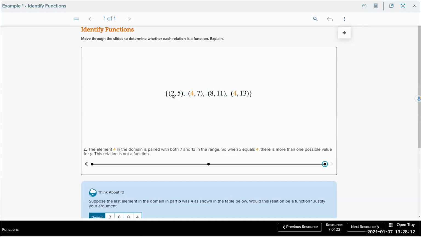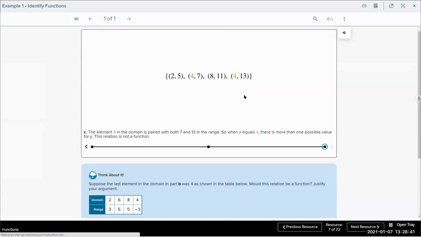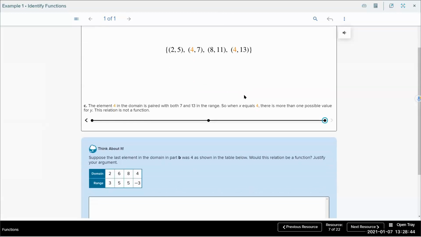Similar here, I'm looking at every domain value. In a set of ordered pairs, that's every x value, so the first number in each ordered pair. The 2 is in the domain, the 4 is in the domain, and the 8 is in the domain. For these first 3, we definitely are dealing with a function, but then we get to a repeated value of 4 in the domain, and the second time 4 shows up, it's assigned to a different value in the range, so this is not a function. Any questions?